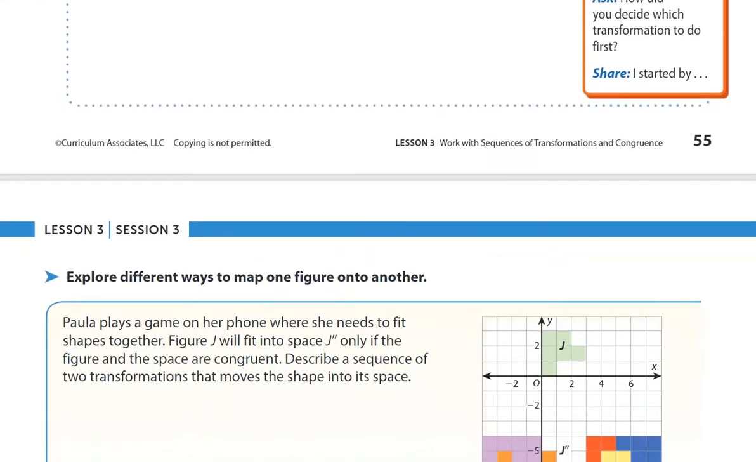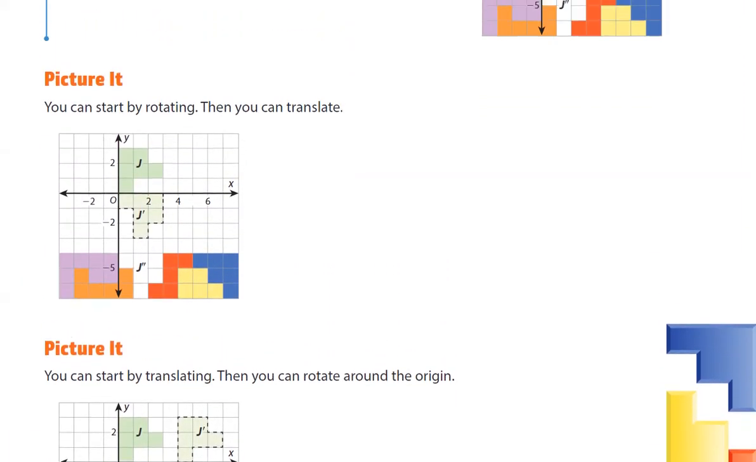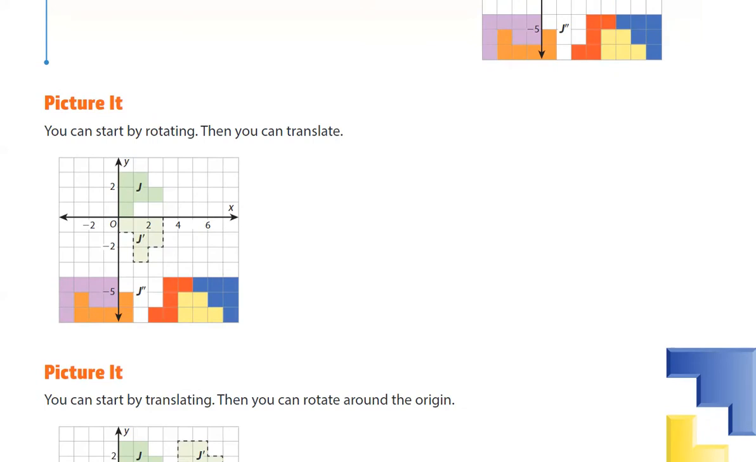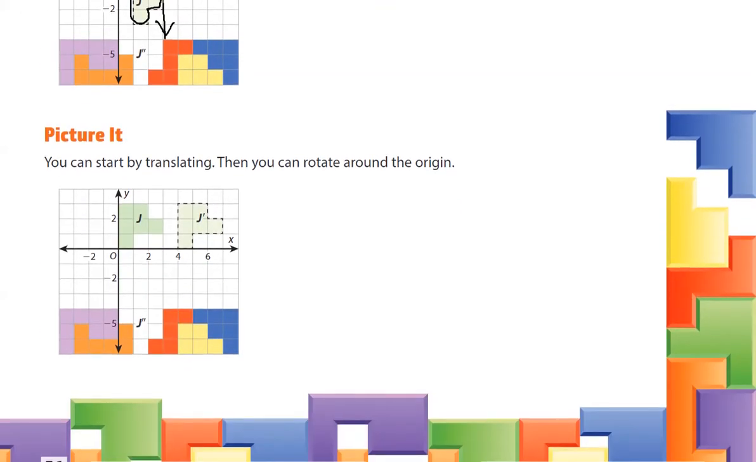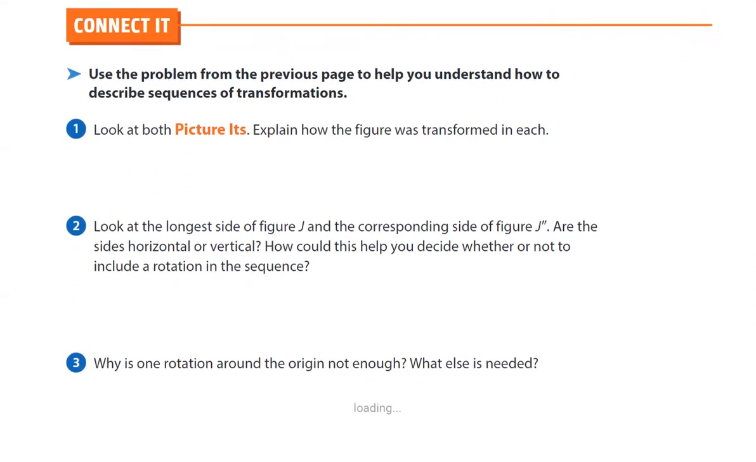Now, let's develop that understanding a little further. So they're going to have our two methods here, and they're both picture it. So you can start by rotating, then you can translate. Oh, look, that's what we did. Rotate, and then translate. Ta-da! Or you can start by translating and then rotating. So they shifted this way and then did a bigger rotation. I mean, it's still 90 degrees, but you know what I mean. It just rotated a wider circle. I don't know why you would do that. I mean, you can, but I really doubt anyone's going to do that because rotations are more difficult.